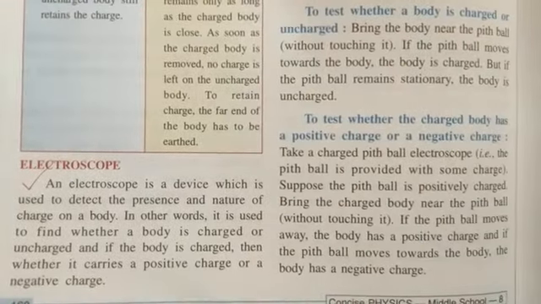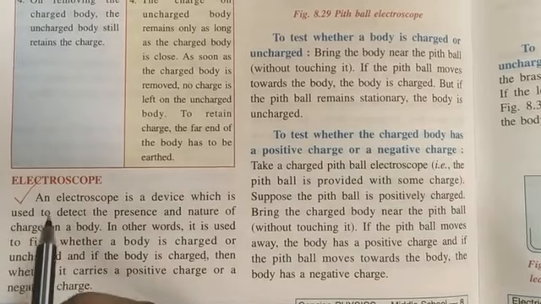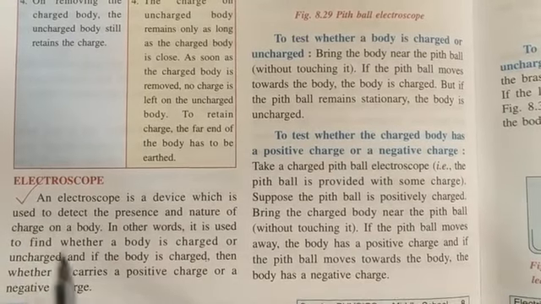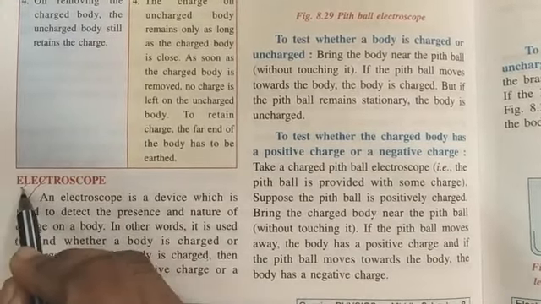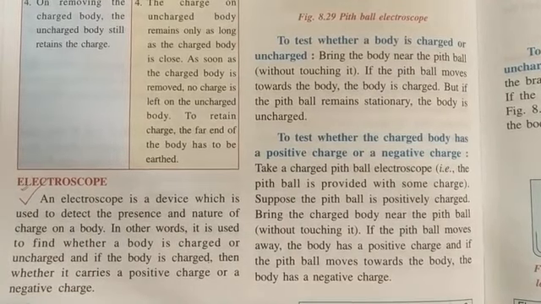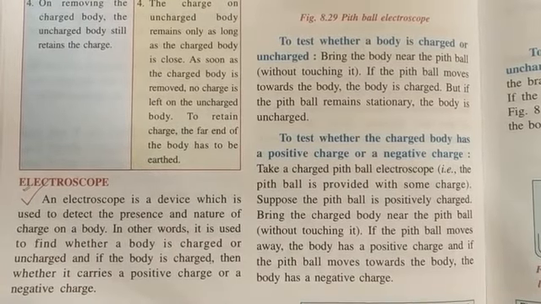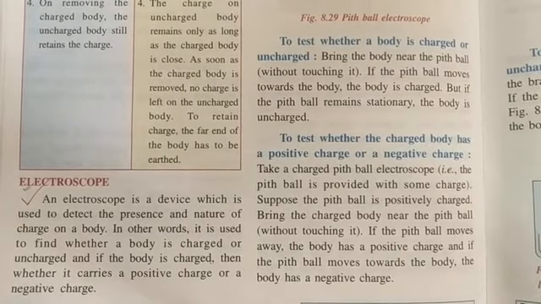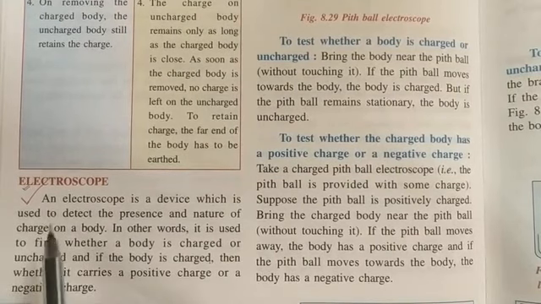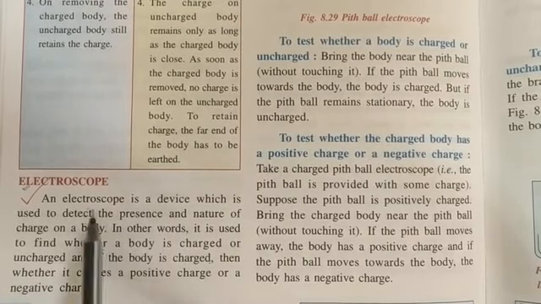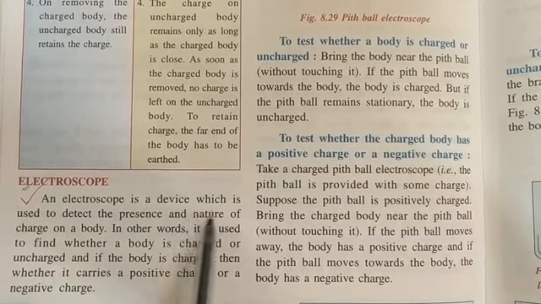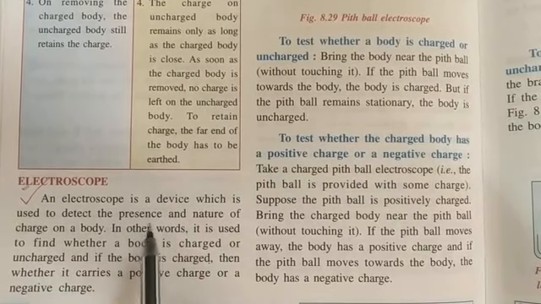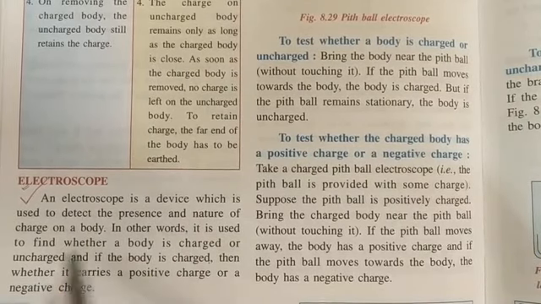So now we have to learn the electroscope. What do you mean by the electroscope? Here it is written, students, the description about the electroscope: what it is, what its application is, and how it works. So let's start. First of all, we will know what an electroscope is. An electroscope is a device which is used to detect the presence and nature of the charge on a body.